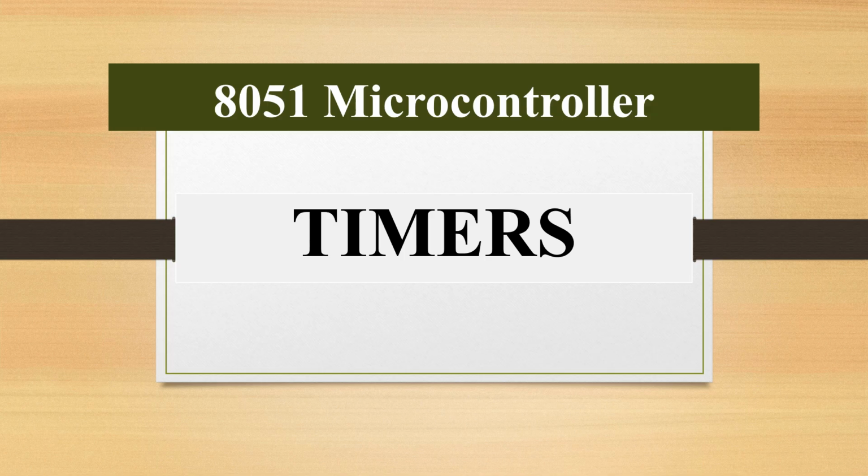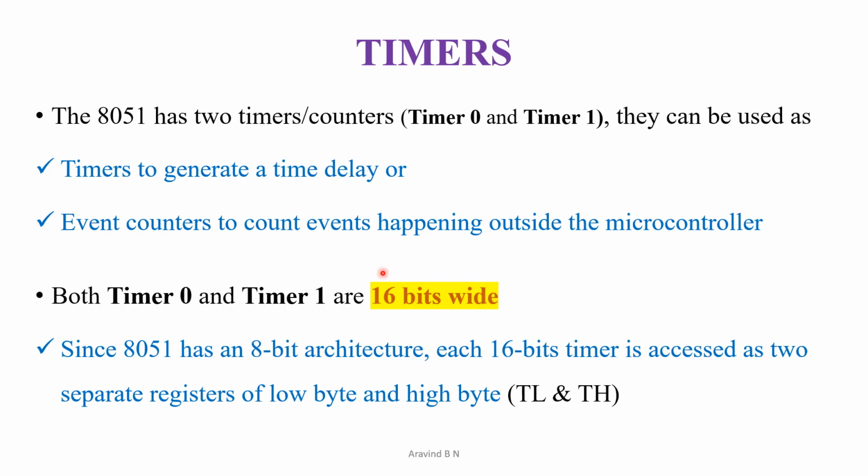In this session, we are going to discuss the timers of the 8051 microcontroller. In 8051, there are totally two timers, timer 0 and timer 1. These can be used as either timer or as counter. If we make use of it to count the time delay, then we call them timers. If it is used as an event counter, then we call them counters. Anyhow, we can configure them either as a timer or as a counter.